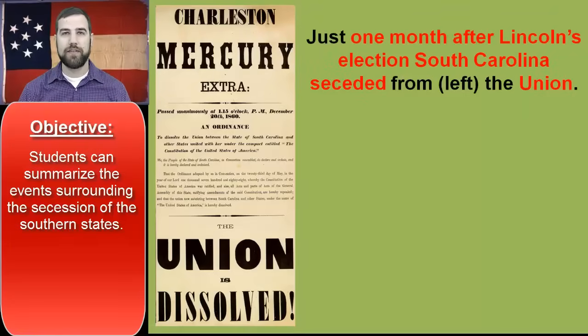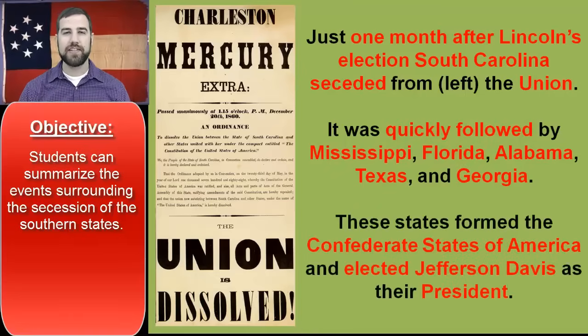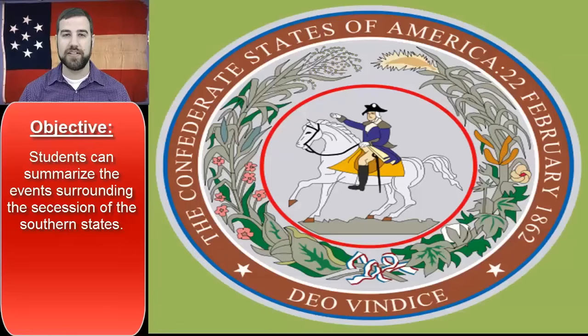So just 1 month after Abraham Lincoln's election in November of 1860, South Carolina is going to leave, or secede from, the Union. And it's quickly going to be followed by Mississippi, Florida, Alabama, Texas, and Georgia. These states are going to form their own country called the Confederacy, or the Confederate States of America, and they're going to be electing Jefferson Davis as their new president.